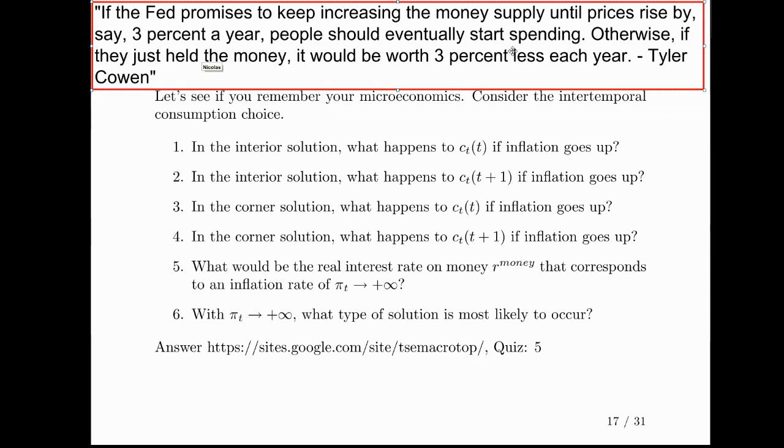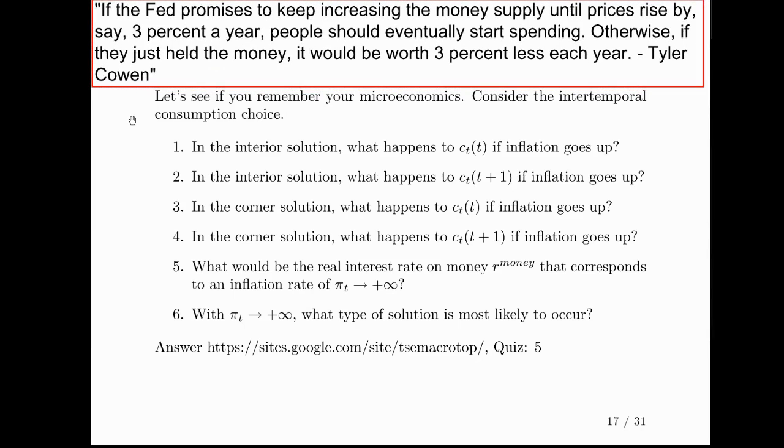then people should eventually start spending. Otherwise, if they just held the money, it would be worth 3% less each year. So that's in a New York Times article. Tyler Cowen is a very, very smart economist. He has very deep insights into many things, and he has a blog. So I encourage you to look at what he's writing.